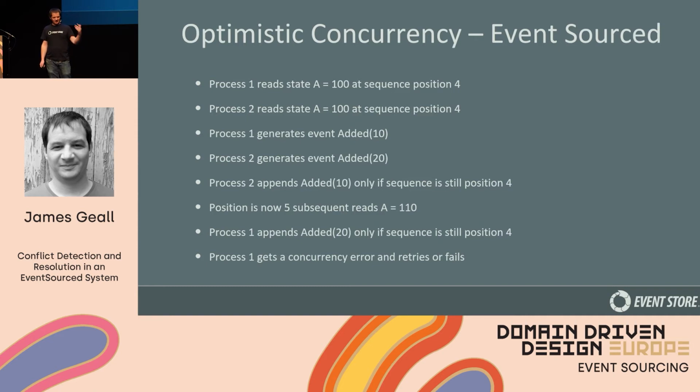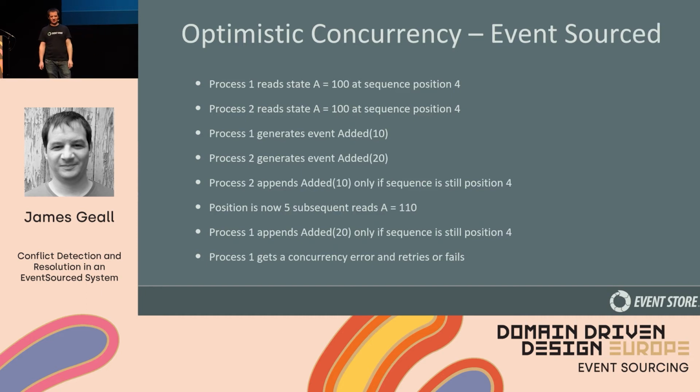Process 1 generates an event, say, added 10. Process 2 generates an event, say, added 20. Process 2 adds 10, appends that event, only if the sequence position of that stream is still 4. Position is now 5 after it's done that, and subsequent reads will calculate state to 110. Process 1 appends added 20 only if the sequence position is still 4. Process 1 gets an error and retries or fails.